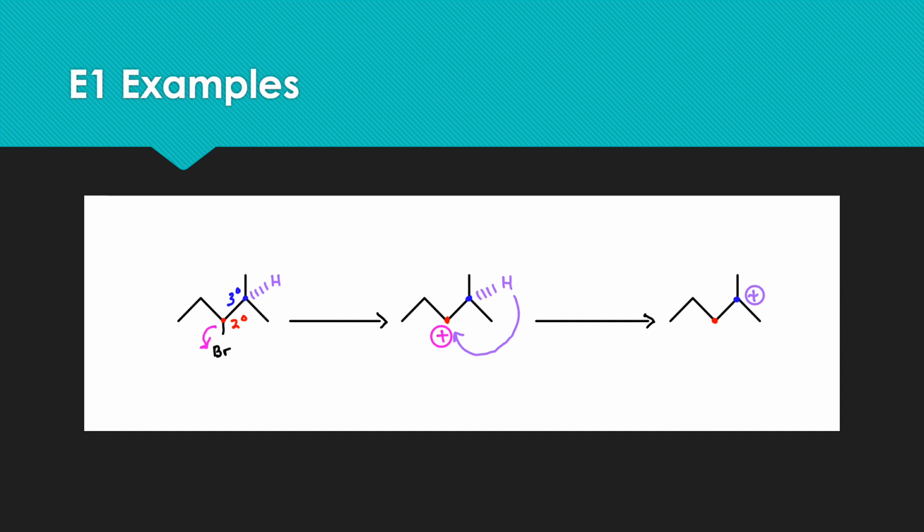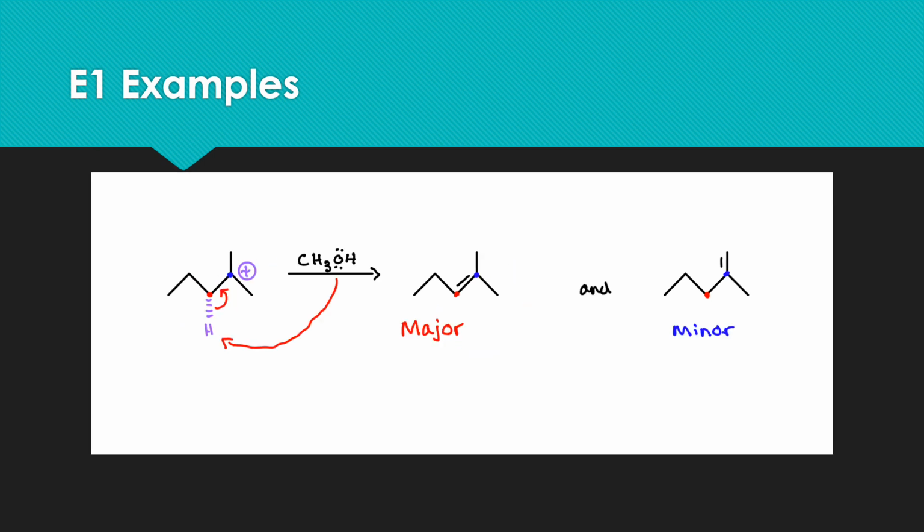And here we see the hydrogen move to the secondary carbocation, which is a hydrogen shift, which forms a tertiary carbocation on the neighboring carbon. Here we see the lone pairs of the oxygen reach out and grab the hydrogen, which forms a double bond, and we will get two products. We have a major product and a minor product.